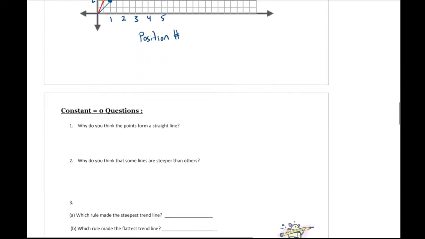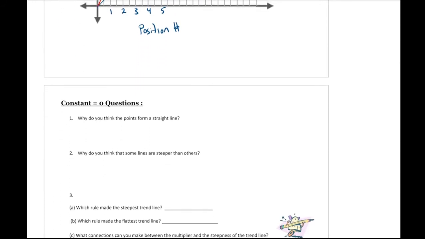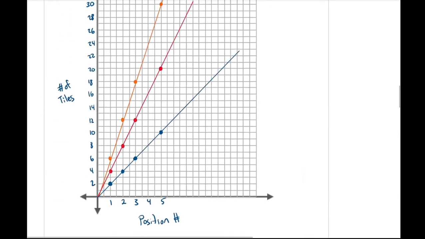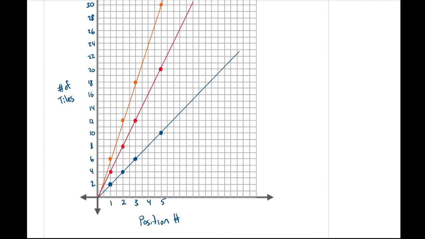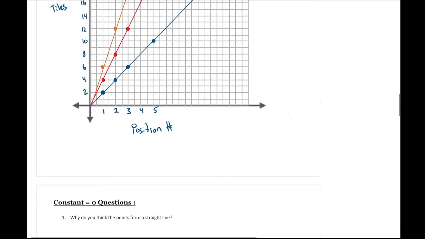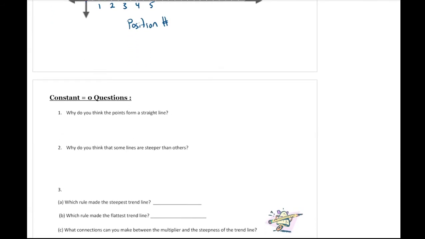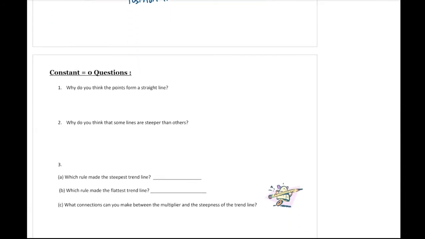So question 1, why do you think the points form a straight line? Right, if we look back at our graph, all of our patterns form a straight line if we connect the dots or the points, or draw a line through them. So why do you think they form a straight line? Well, they do form a straight line because they increase by the same amount each time.